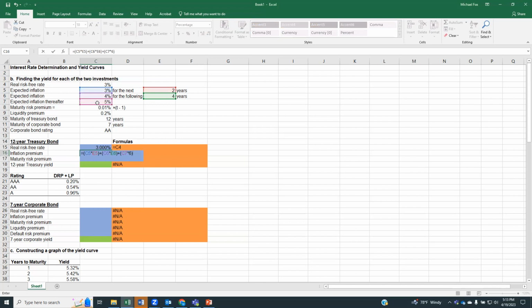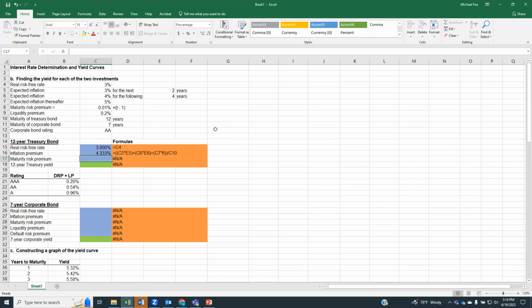And then I have to divide all of that. So I'm going to put another set of parentheses all the way around this, and divide all of that by the number of years, which for this is 12 years. So there's my inflation premium. Based on our estimates of inflation in the period, we're going to add a premium for this 12-year treasury bond.